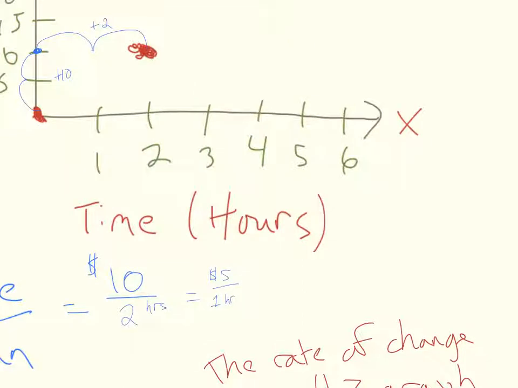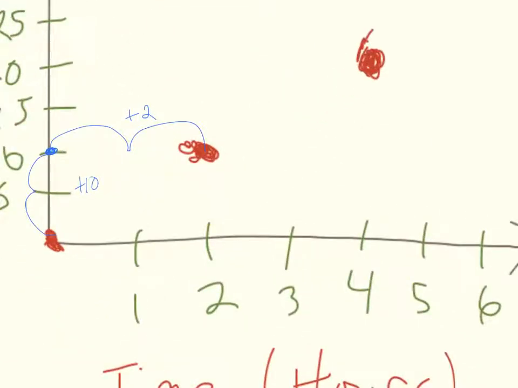Really quickly, I want you to double check and see if that also holds true from this point to this point. Do you get the same rate of change when you go rise over run from this red point to this red point?